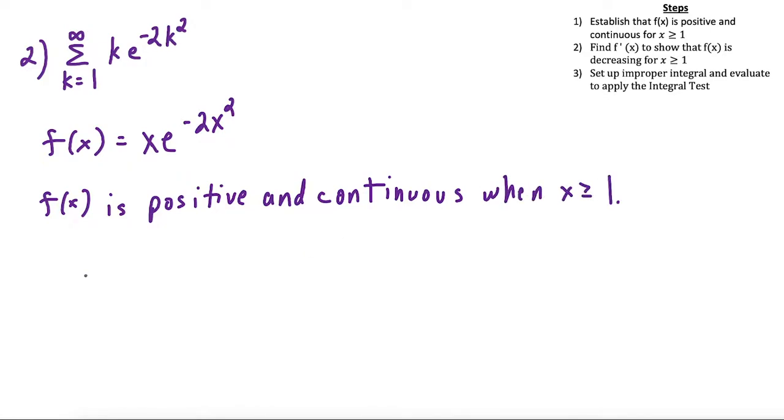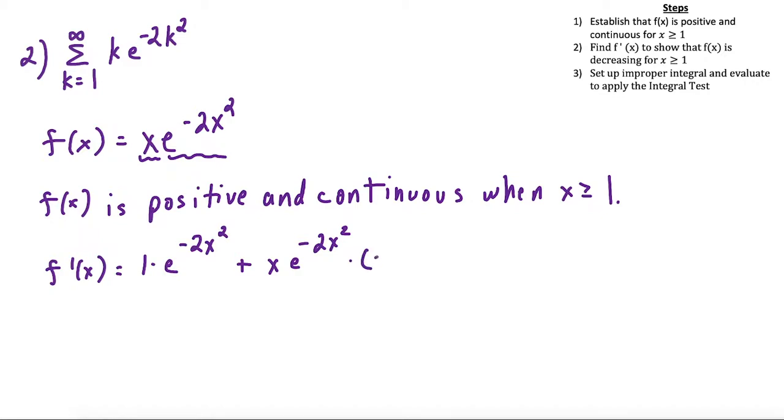Okay, for the second step, we have to find the first derivative to show that f of x is decreasing. So we'll do that now, and we have to do the product rule with the chain rule. For f prime of x, we let x represent the first part of the function and this represent the second part of the function. The derivative of x is 1, so we have 1 times e to the negative 2x squared plus x, and this is where we have to be careful. The derivative of e to the negative 2x squared is e to the negative 2x squared times the derivative of the exponent, which is negative 4x.